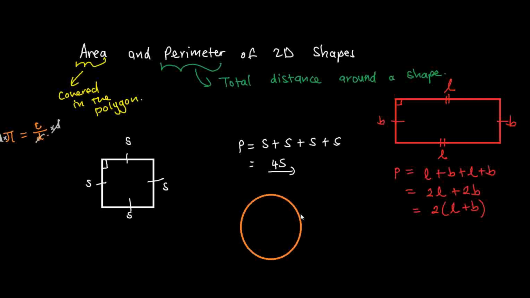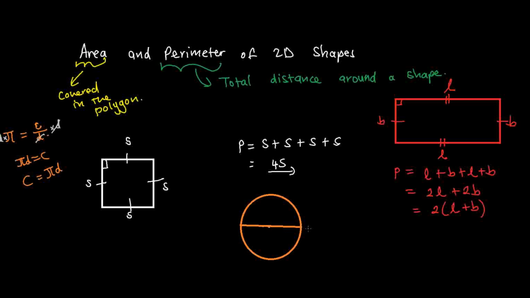So what do I have? I have that pi d is equal to the circumference. So the circumference is equal to pi d, pi times the diameter. So let's understand these terms. The diameter is the line segment of the circle that starts from one point on the circumference, goes through the center of the circle, and goes to the other end of the circumference. It's a line segment, if you will.